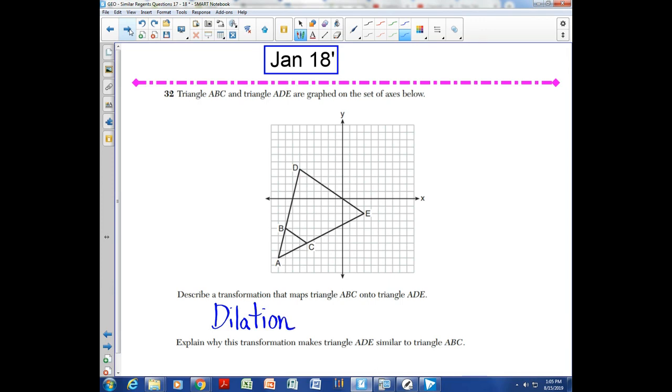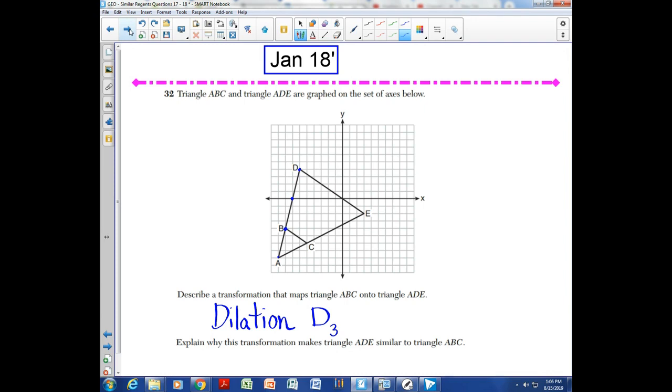Furthermore, if I wanted to be even more specific, I could even tell you the scale factor, right? If I wrote a D here. Because if I look at A to B, I can see that to go from A to B, I'm going up 1, 2, 3, 4, across 1. So if I do that one more time, 1, 2, 3, 4, across 1, I get here. That would be a scale factor of 2. And if I do it a third time, 1, 2, 3, 4, across 1, I can see that that is actually a scale factor of 3. So it's actually a D3. Each side of the larger triangle is 3 times the size of the smaller triangle.